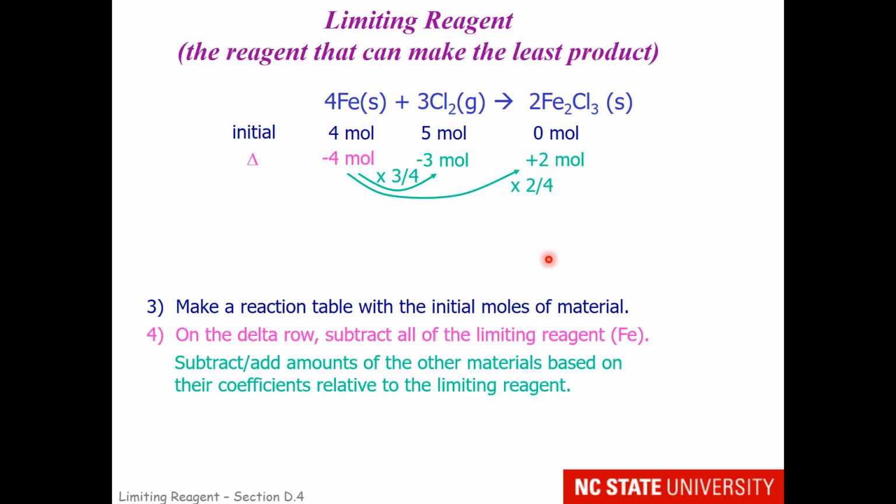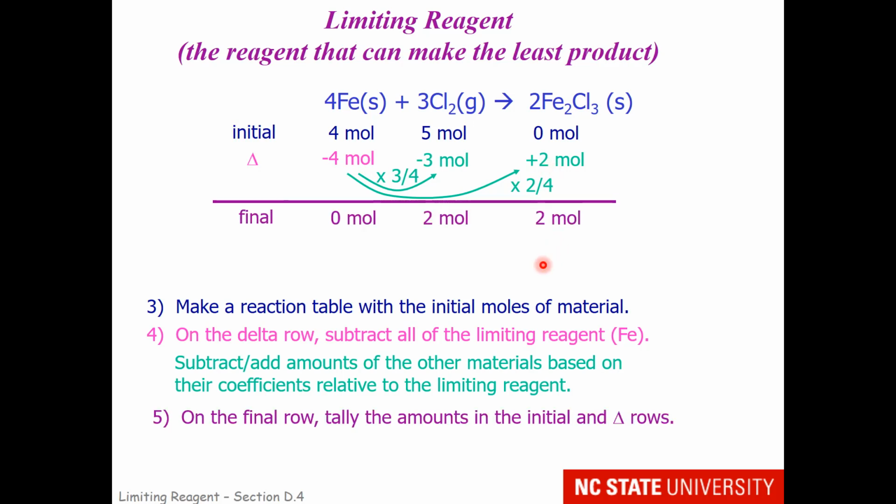Our last row is called the final row, or as we get further into this class, the equilibrium row. And on the final row, we're going to tally the amounts in the initial and delta rows. So 4 minus 4 is 0. 5 minus 3 is 2. And 0 plus 2 is 2.